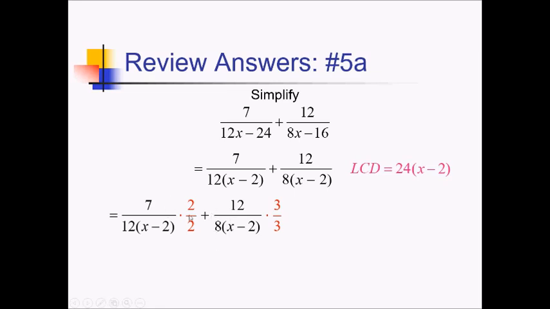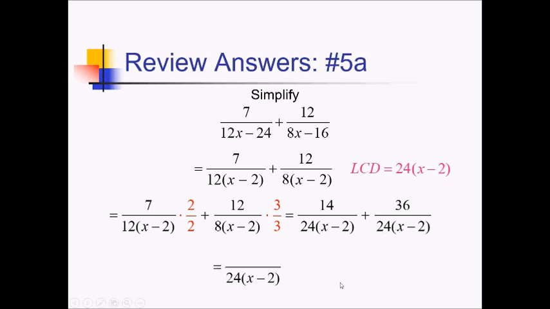Let's actually multiply now. So 7 times 2 gives me 14 in that first numerator. Downstairs, I've got 24 times x minus 2, which is what I was aiming for because we were trying to get the LCD down there. For the second fraction, 12 times 3 gives me 36 up there. And again, we have 24 times x minus 2 downstairs. Since I now have the same denominator, let's keep that denominator and just add the numerators. 14 plus 36, that's going to be 50.